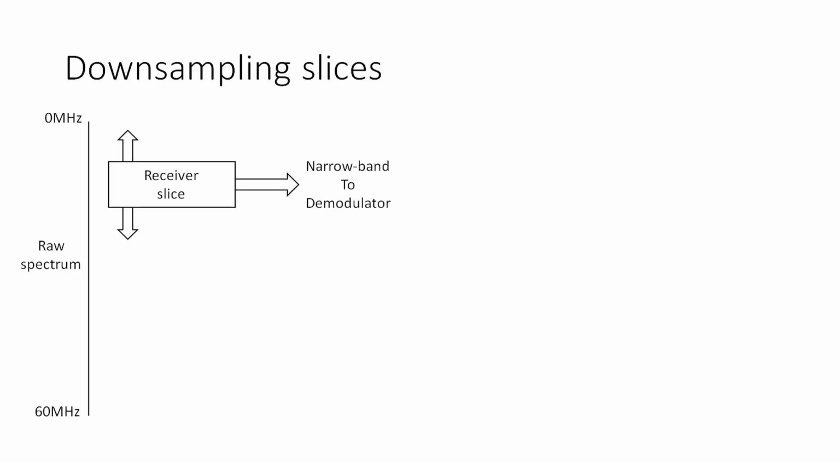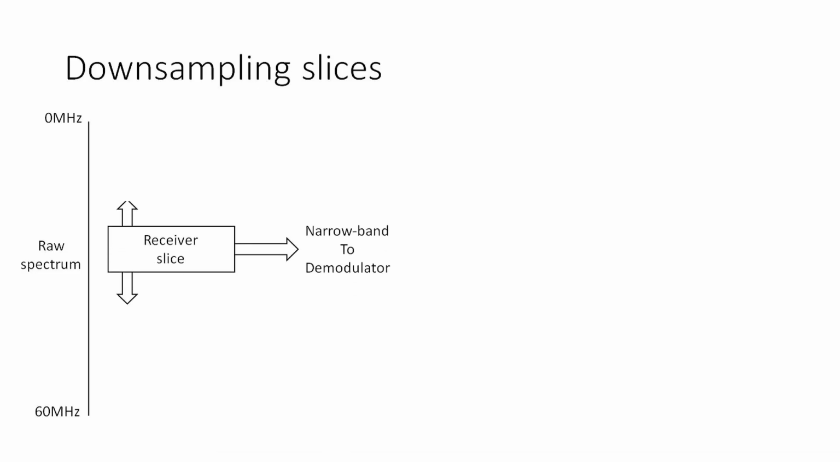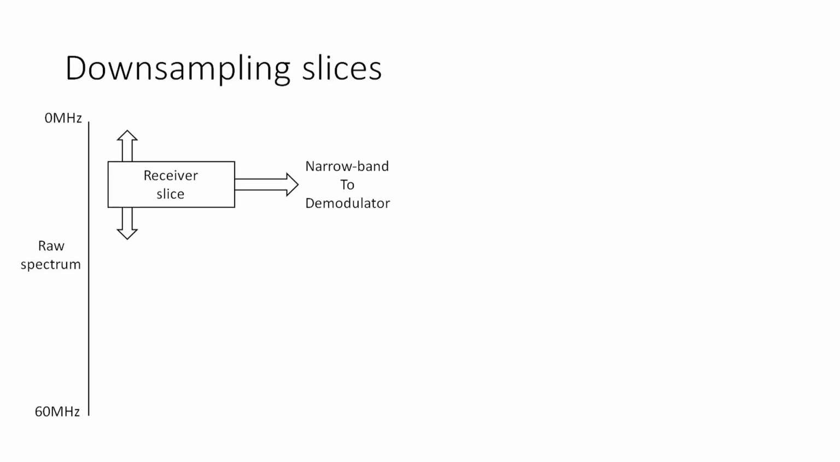So one of the things downsampling allows is what's called receiver slices. So this little narrow band part of the spectrum is actually a slice out of the full spectrum, and that receiver slice can be tuned anywhere. And you'll find on some of the better ones that you will have more than one receiver slice, so you can have 2 completely separate receivers running on the same ADC data.